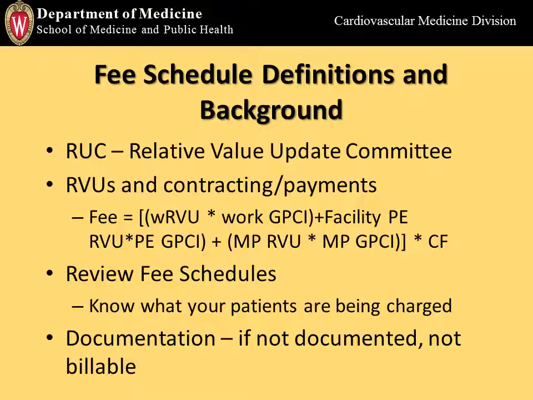The fee schedule is set using a Work RVU multiplied by a conversion factor of the payer, contract, or the practice. This sets the fee or the reimbursement. There is also a Geographic Practice Cost Index, or GPCI, adjustment for each location across the country. This is applied to the RVU of the CPT code if needed.